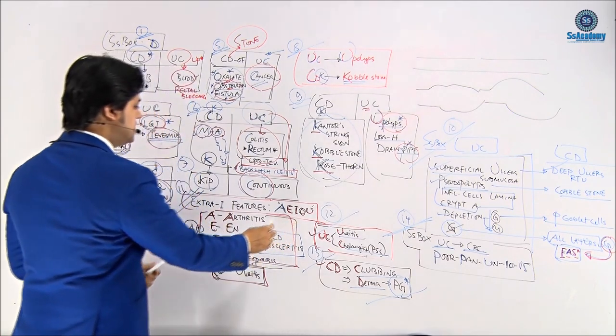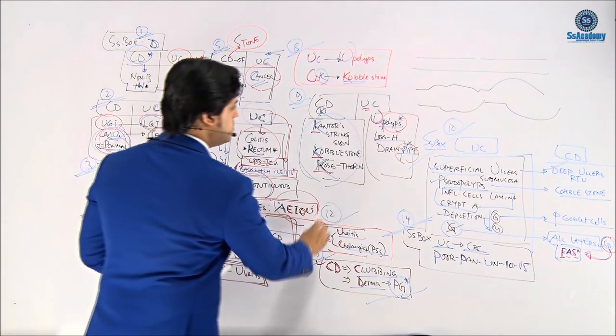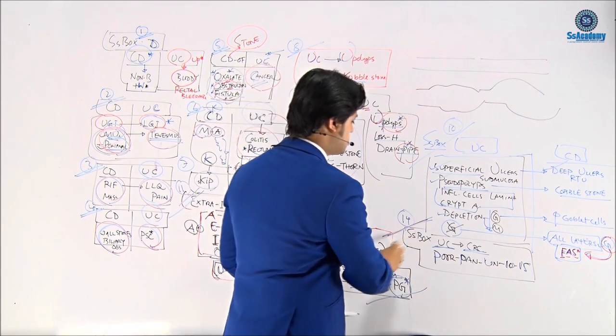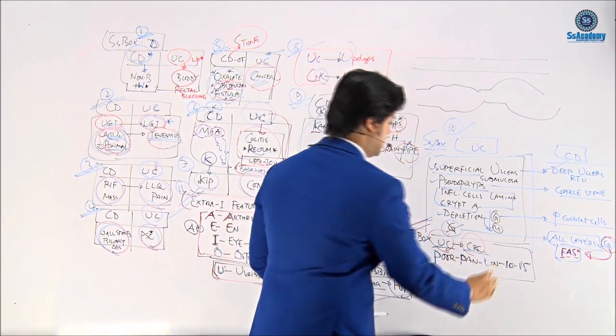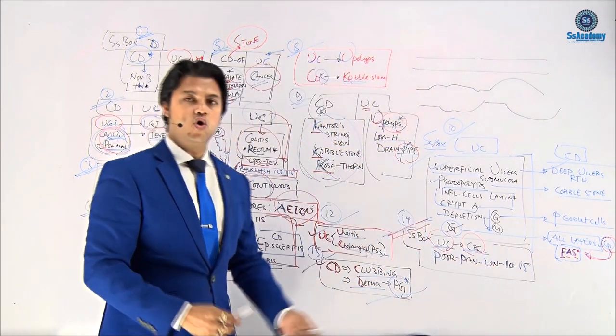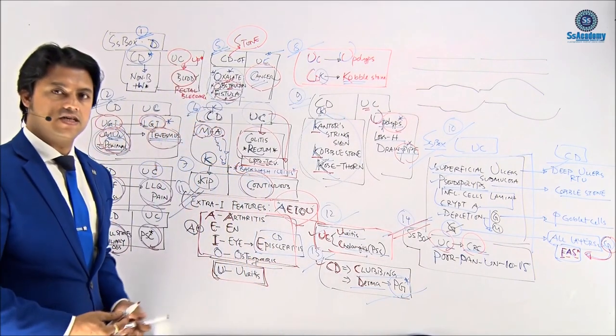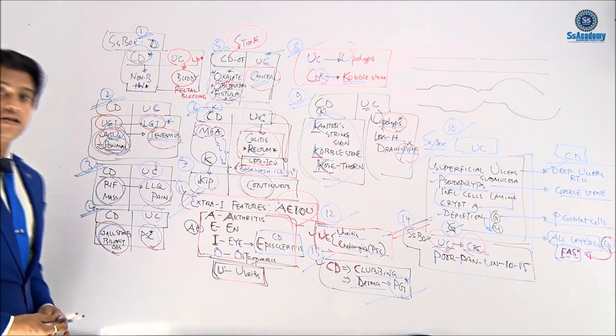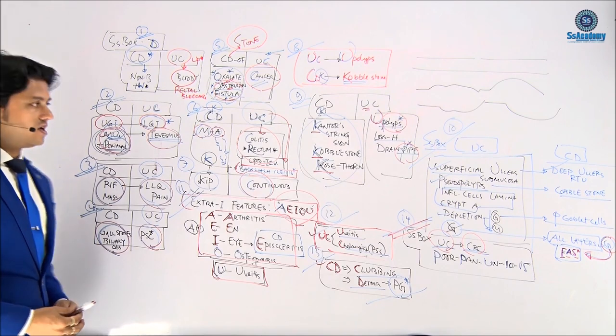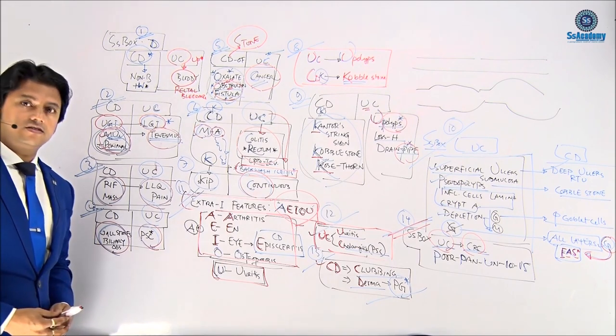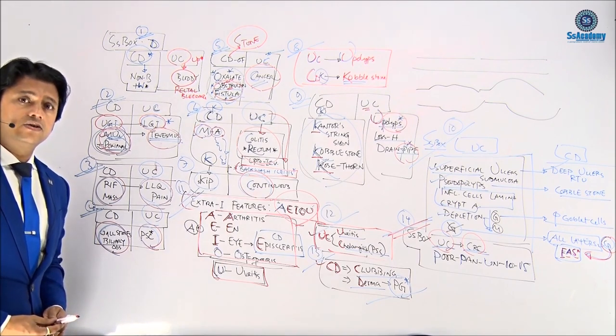And extra intestinal features are AEIOU, and once again the box for ulcerative colitis, colorectal cancer: poor pan on 10-15. Poor pan on 10-15. Yes, my dear, I hope these differentiating points and discussions are helpful. Thank you very much.